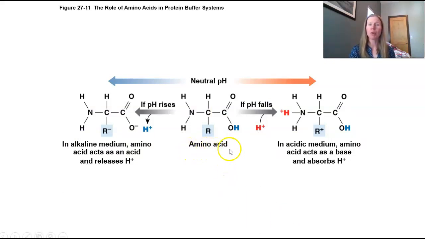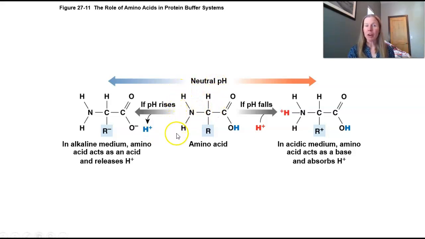And here's what it looks like. Here's your prototypical amino acid. On one end, there's a hydrogen hanging off the side. If the pH rises, if you start to become slightly alkaline, what amino acids will do is act as a weak acid. They'll donate that hydrogen to make sure that you maintain a neutral pH. But amino acids can do the opposite as well.